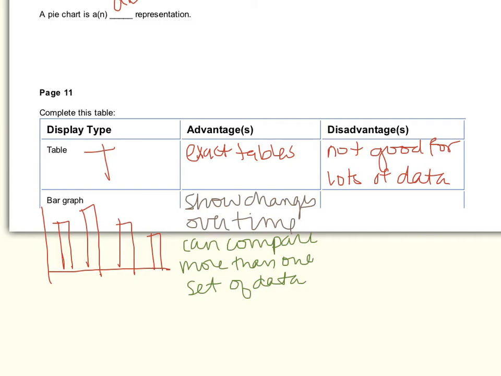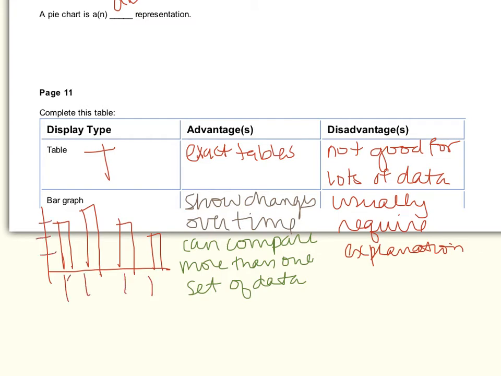Bar graphs, the disadvantage to them is that they usually require some explanation. You have to label everything. You can't just draw a bar graph like this one that's drawn over here and walk away. You have to tell me what each bar stands for. And you have to tell me on the sides what the axes stand for and what the increments are. And there's a lot of information you have to provide.